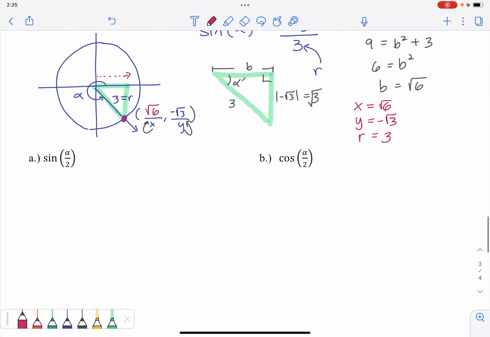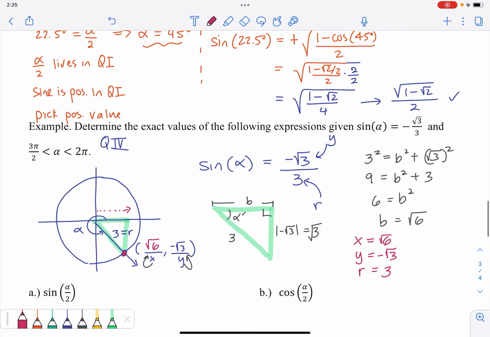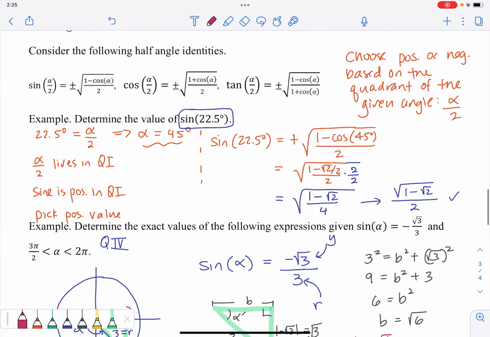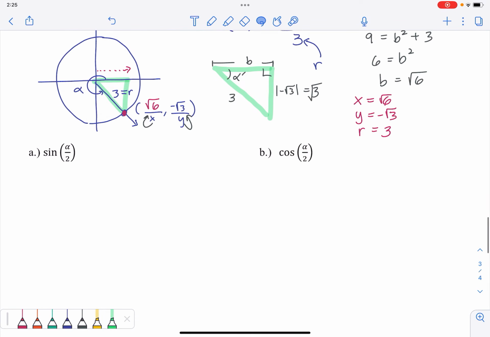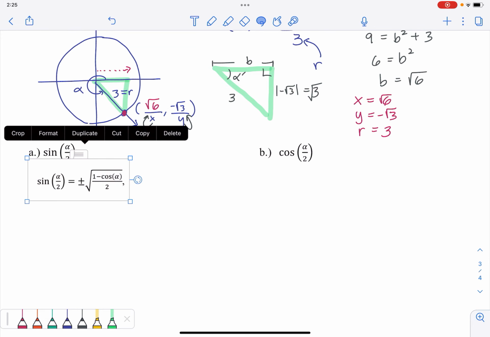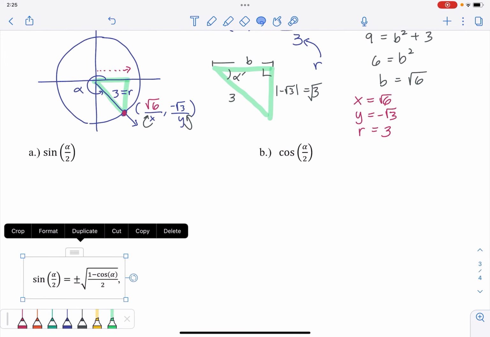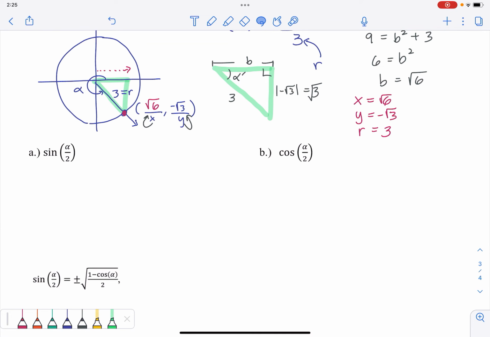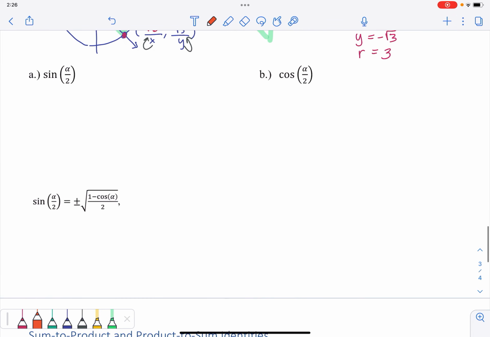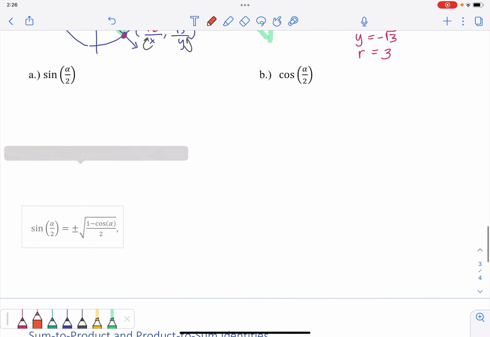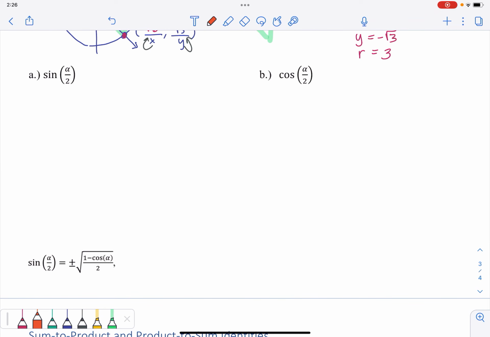So what is sine of alpha over 2? This is where you have to go up and find what you were doing. I need this thing right here. I'm just going to keep this down here so I can look at it. If I need sine of alpha over 2, first I need to decide where alpha over 2 lives. So I need to determine the quadrant for alpha over 2.